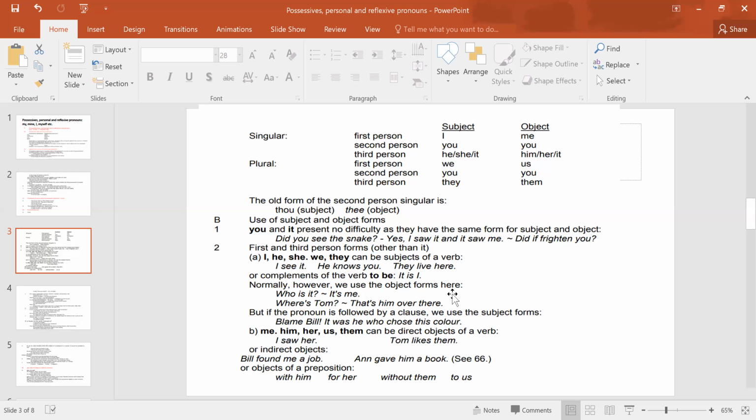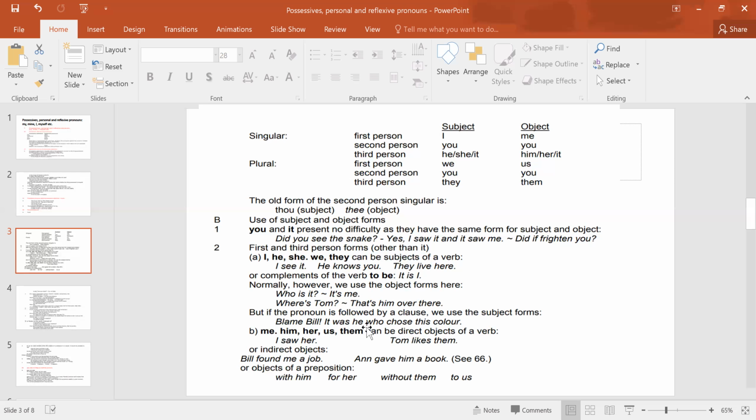Normally, however, we use the object forms here. Who is it? Normally, you use the object form here. Of course, it is me. You normally say it like this, but you can also use the subject form as well. Who is it? It's me. Where is Tom? That's him over there. All right, me and him are object forms for I and he.